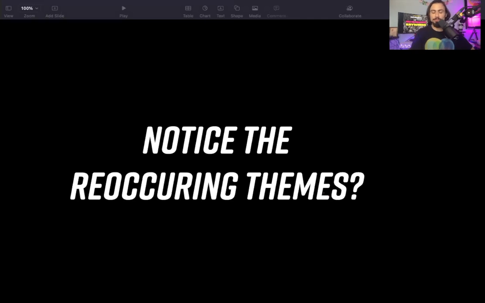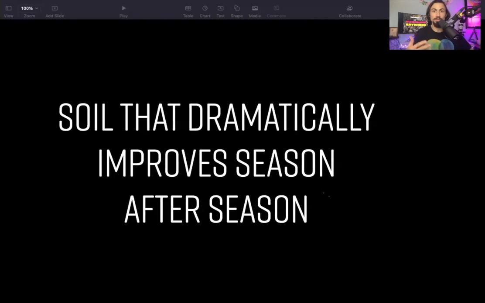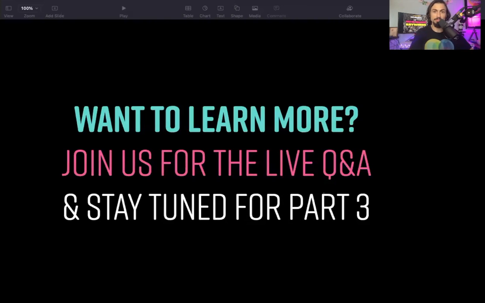But do you notice any recurring themes between all this, guys? Rubble, sand, hydrophobic, and impenetrable into soil that dramatically improves season after season, regenerates itself. That's what I'm offering. That's what I teach. That's what regenerative soil really is all about. And if you want to learn more, stay tuned because we're going to have part 3 in this series.